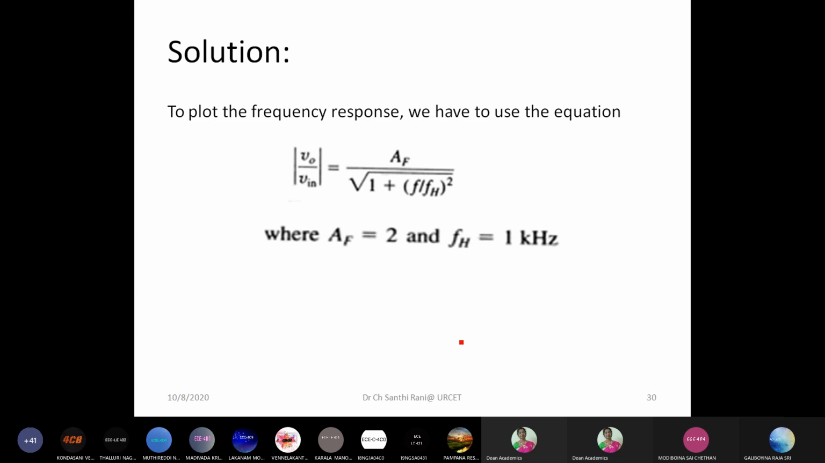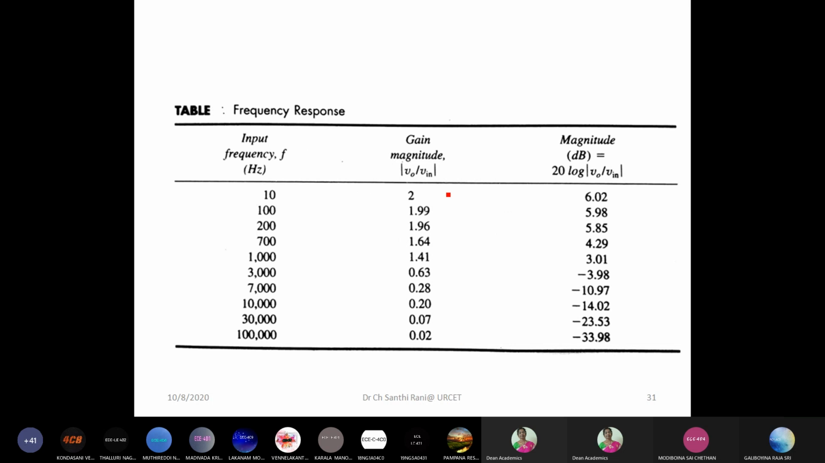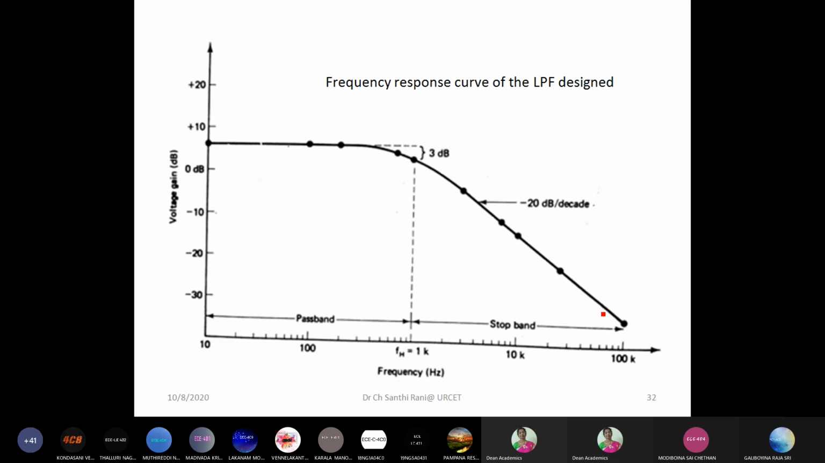Now, how to draw this frequency response plot I have also mentioned, but I asked you to do this at home, right? I have also mentioned what frequencies you have to select and how to calculate these gains, even in the previous class. If you draw, you will get this type of frequency response. Now, I'm expecting at least one of you to share that in the chat box. Let me check your chat box for the frequency response.